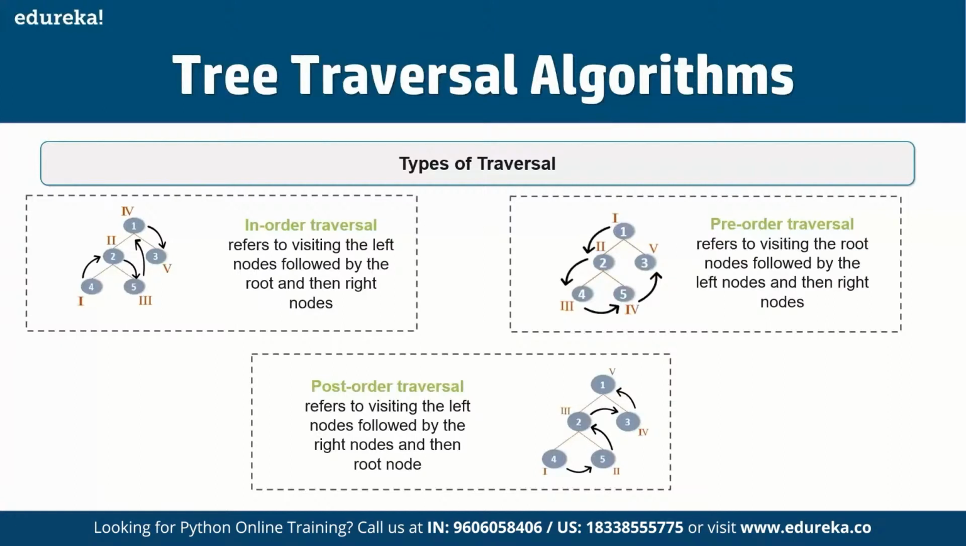So first of all, let's start with in-order traversal. In-order traversal refers to traversing the tree in such a way that we first visit the left nodes, followed by the root and then the right nodes. So we begin our traversal from the nodes in the left subtree, and then we move towards the root and then finally the right subtree. That's how in-order traversal works.